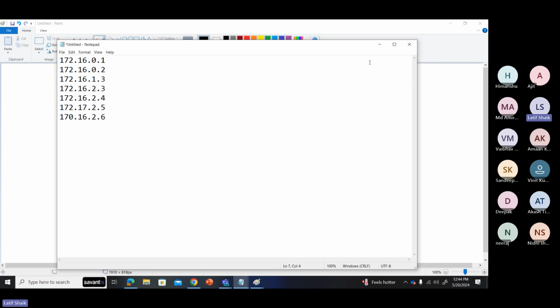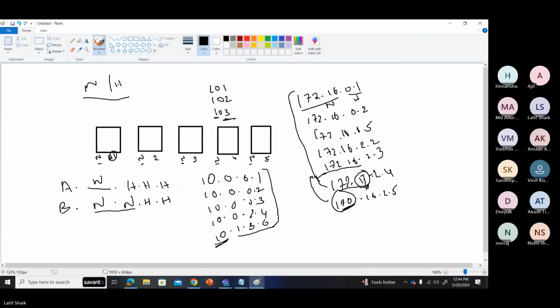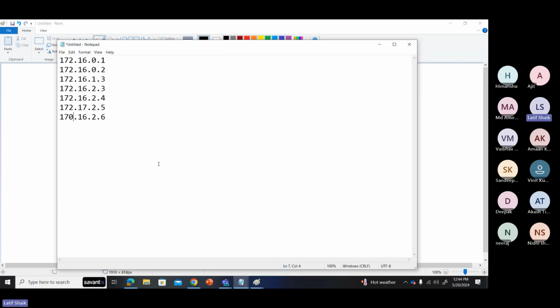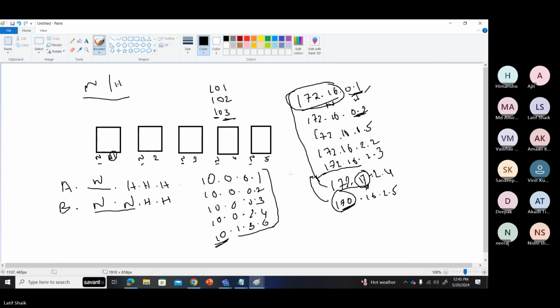Okay. Because this is class B, the first two portions are the network portion, and it must be the same for all the devices. Host portions can be different. Either only one difference or multiple differences can be there. Like this also, no problem. Either one host part is different or multiple host parts can be different. Okay, got the point now?